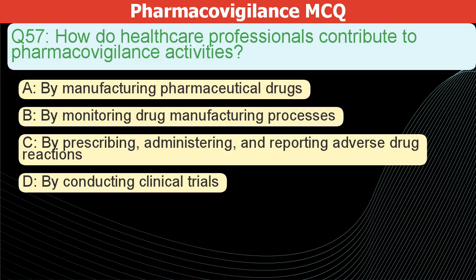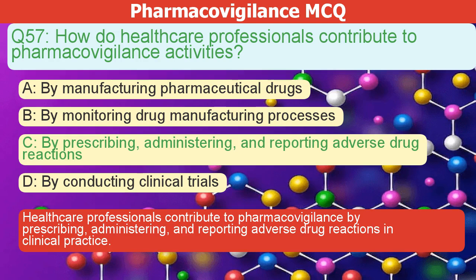How do healthcare professionals contribute to pharmacovigilance activities? A. By manufacturing pharmaceutical drugs. B. By monitoring drug manufacturing processes. C. By prescribing, administering, and reporting adverse drug reactions. D. By conducting clinical trials. The correct answer is C. Healthcare professionals contribute to pharmacovigilance by prescribing, administering, and reporting adverse drug reactions in clinical practice.